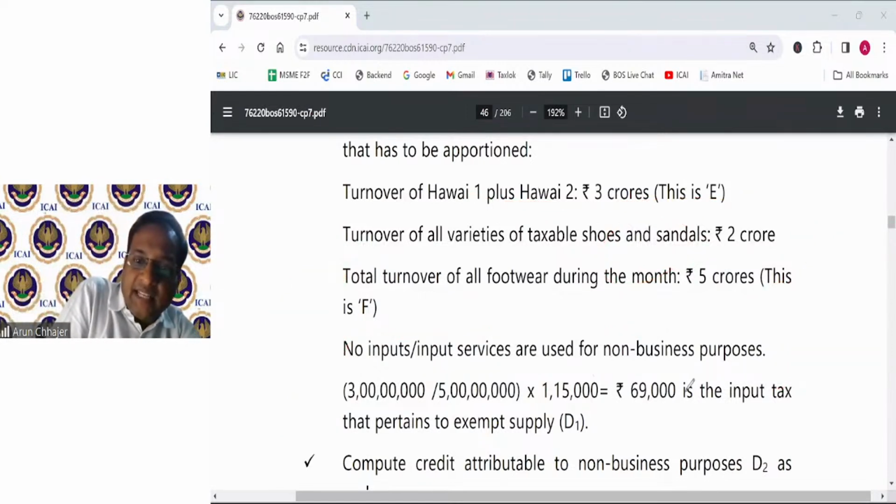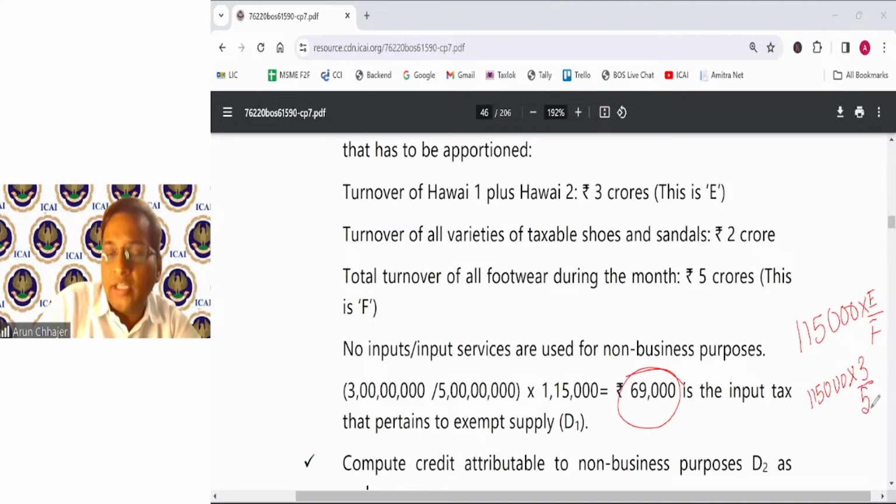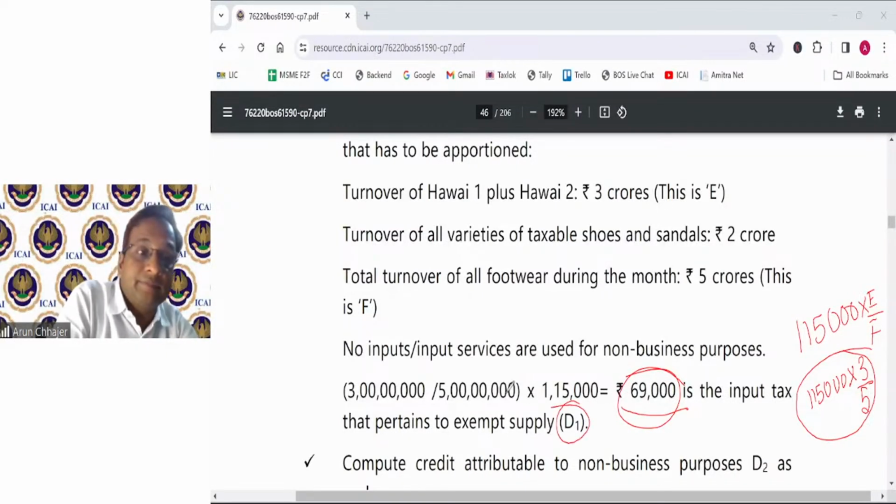So what is 69,000? 1,15,000, it is the C2 common credit multiplied by E divided by F. What is E? We have calculated, it has been given that E is 3 crore and F is the total turnover, 3 plus 2, 5 crore. So in this ratio, I have a portion, so 69,000 is nothing but the D1.